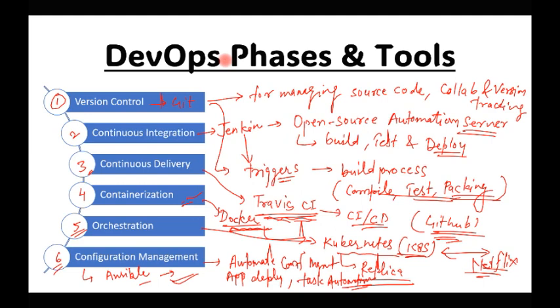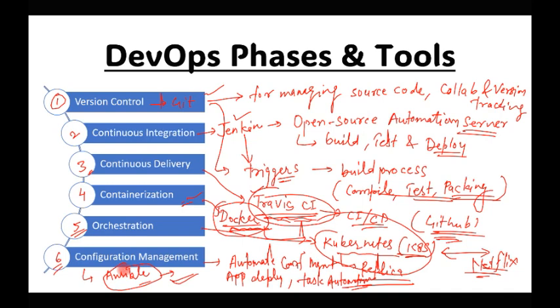So in short, Git is a version control system tool. Jenkins is a continuous integration tool. For continuous delivery, we have Travis CI. For containerization, we have Docker. For orchestration, we have Kubernetes, that is a container orchestration tool. And for configuration management, we have a popular tool called Ansible.